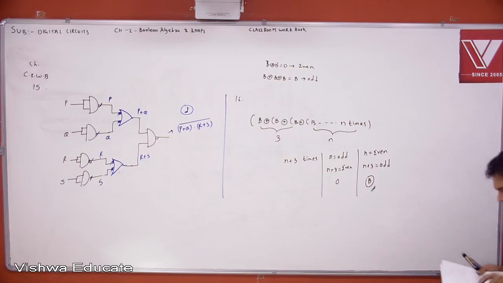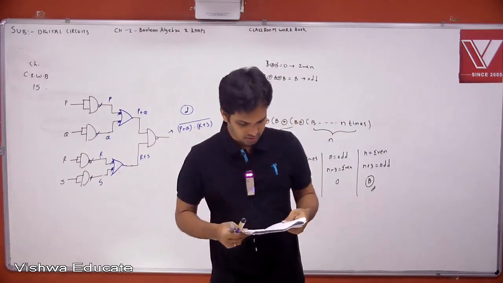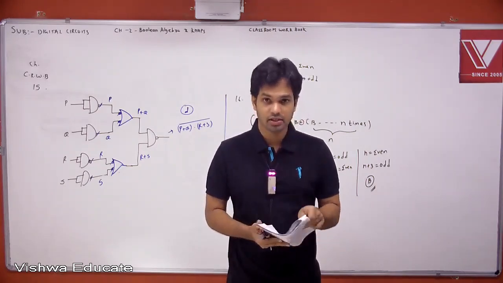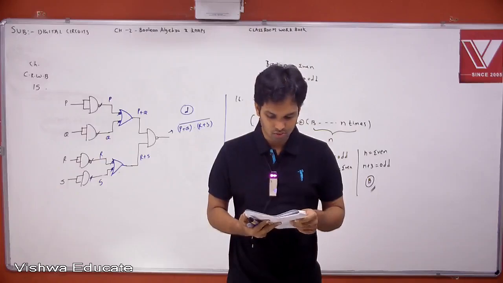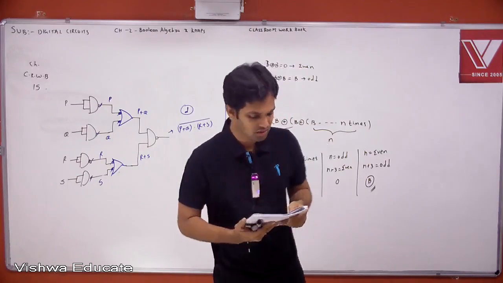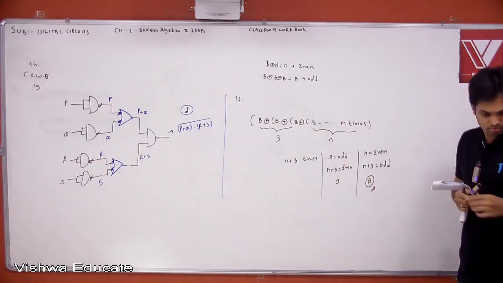Next question, 17th question. The simultaneous equations on the Boolean variables x, y, z and w have the following solutions for x, y, z, w. See here, a simple logic. What is the second condition given by the examiner?